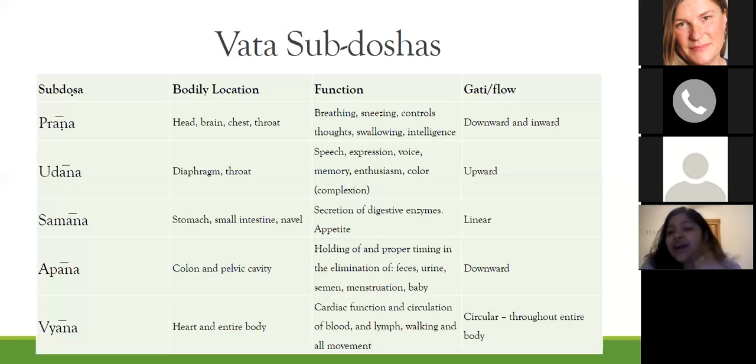I always use this example of vata being like a manager in a factory. You have all of these different workers in the factory, and they all have certain duties and certain responsibilities. But until their manager shows up and tells them, okay, you need to get to work, they won't actually do their work. So vata has the role of the manager. Vata is the one that initiates and pushes the other doshas to carry out their functions and do their work.